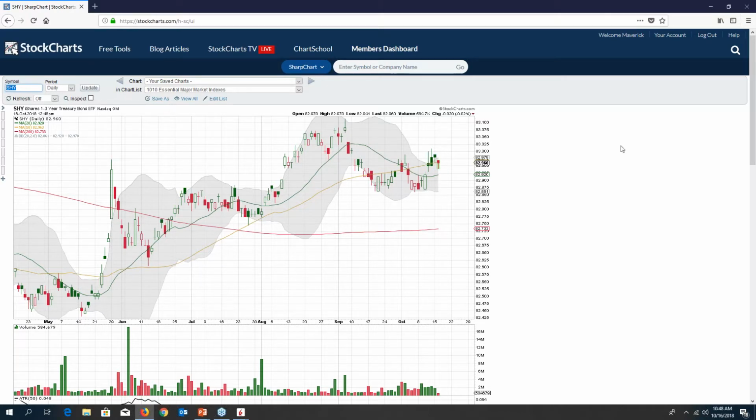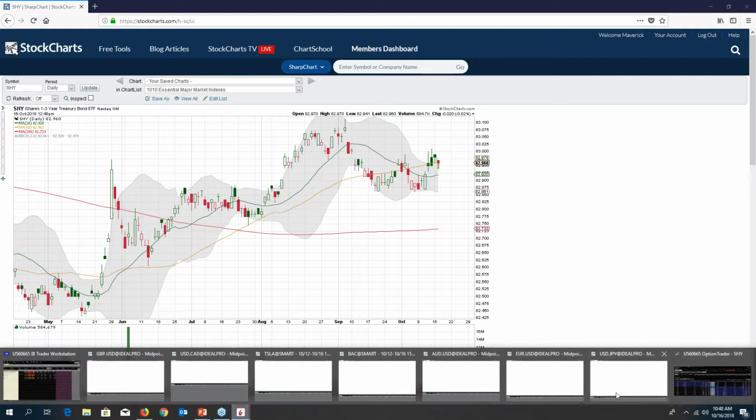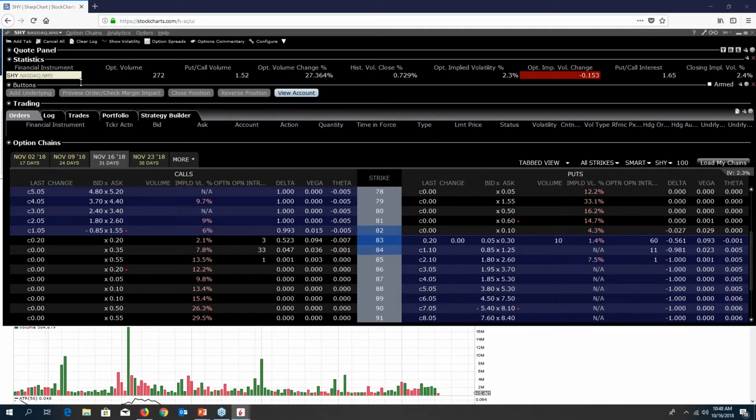It's 1 to 3 year Treasury bonds. Could you invest in that? Could you buy this and just collect the interest that the 1 to 3 year Treasury bonds are paying? I suppose you could, but you wouldn't want to trade options on it, right?